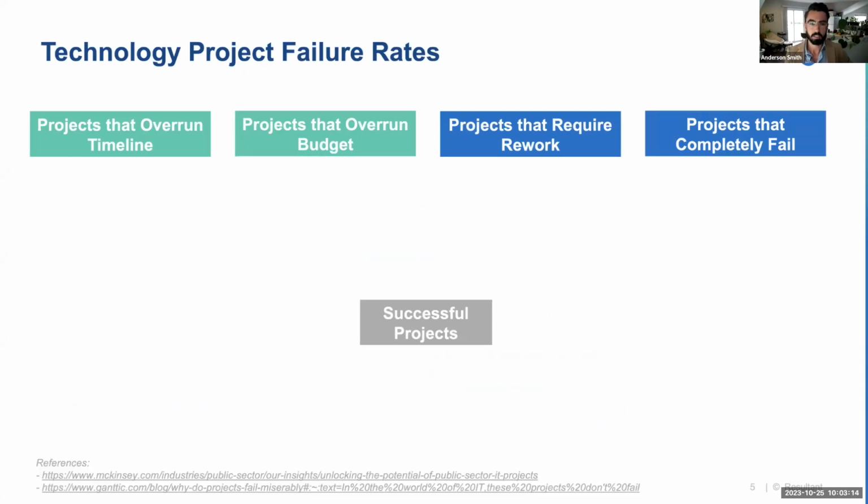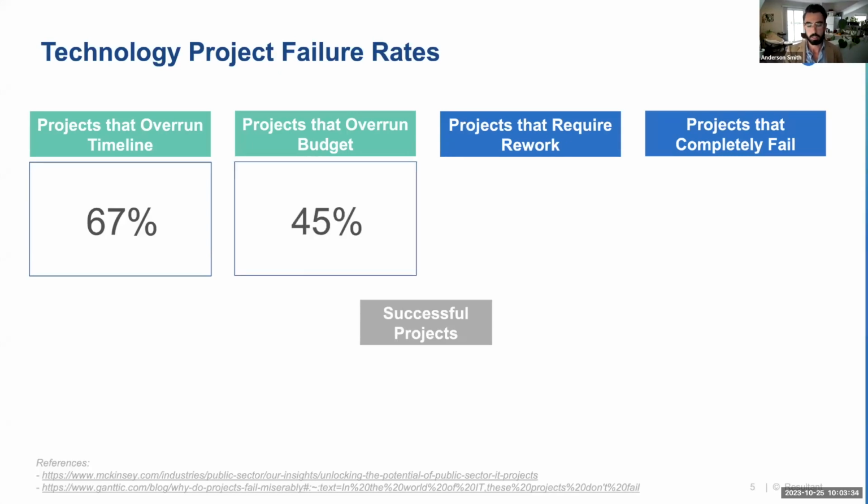And I think a lot of that is the reason behind why projects fail so often, specifically technology projects. As far as technology projects that overrun their timeline, it's actually about 2/3 of projects that aren't completed within the expected or initially planned timeline. And of course, if projects overrun their timeline, they oftentimes go over budget as well. It's just shy of half of projects that overrun their budget.